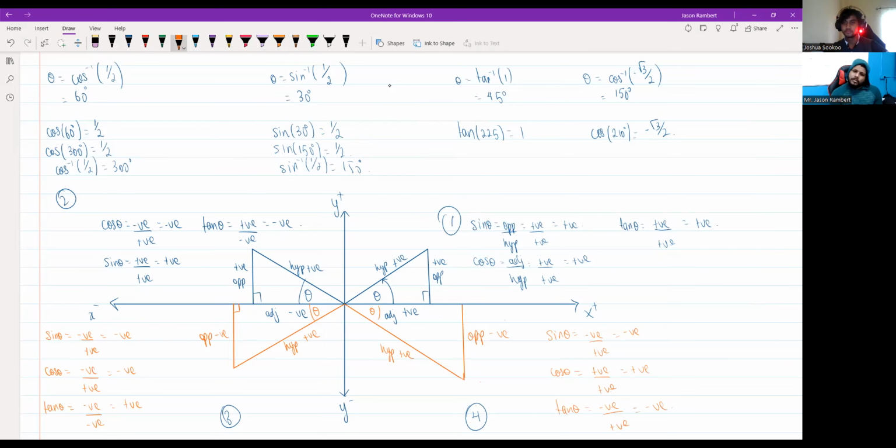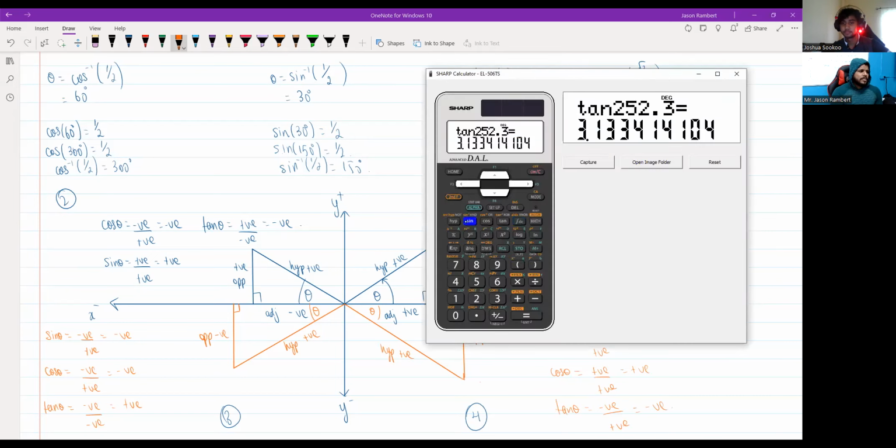Now, we could test it again and see. Quadrant 4 is between 270 and 360 degrees. So we can test it and see. Between 270 and 360, 299. Sine of 299 should give me a negative value. It does. Cosine of 299 should give me a positive value. It does. And tan of 299, it does too.